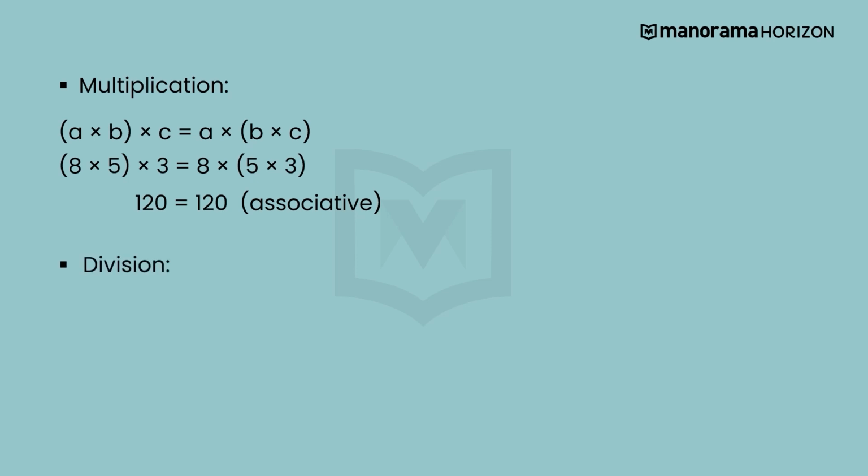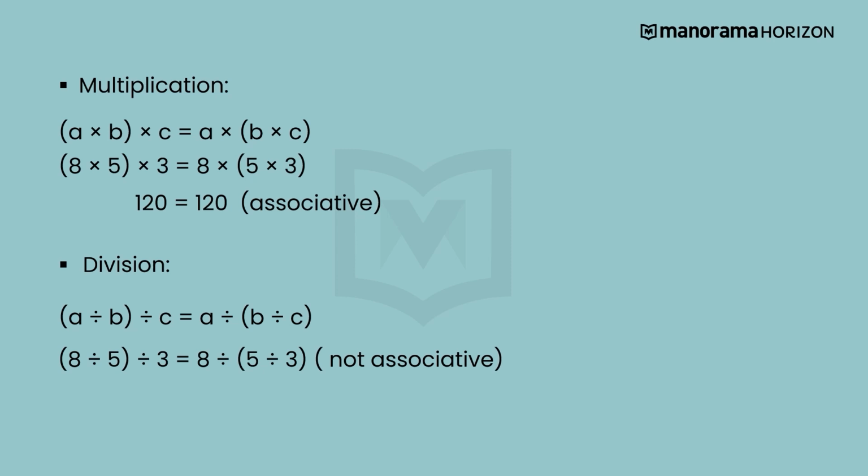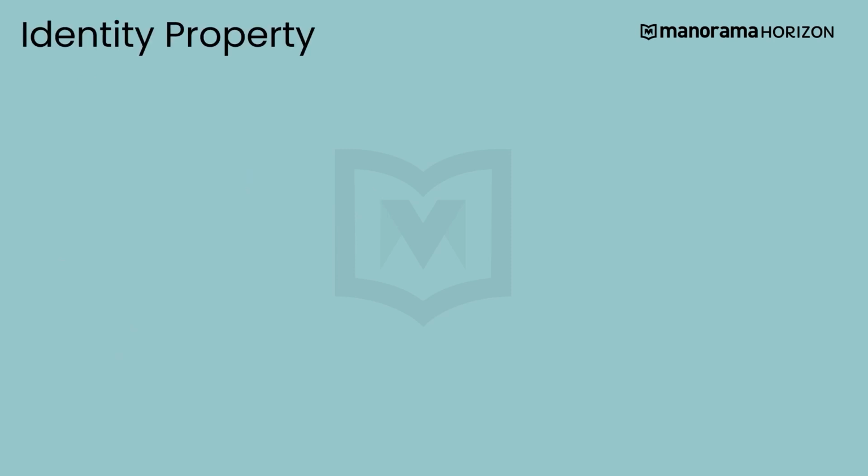Now comes the division. (a ÷ b) ÷ c will be equal to a ÷ (b ÷ c). Is it correct? 8 divided by 5, then dividing by 3. Is it equal to 8 divided by (5 divided by 3)? We will not get the equal answer. So hence it is not associative.